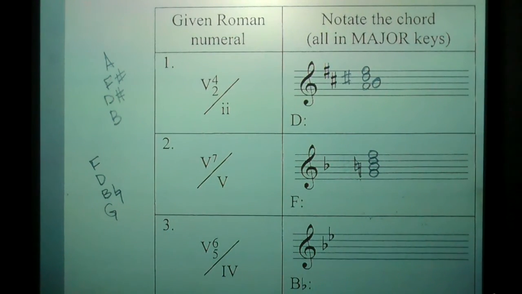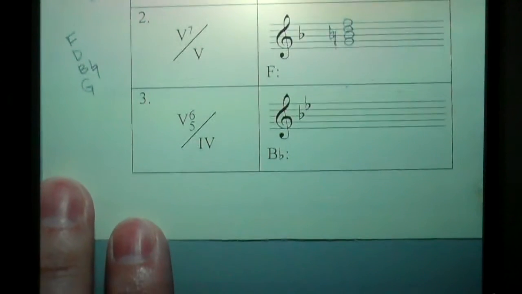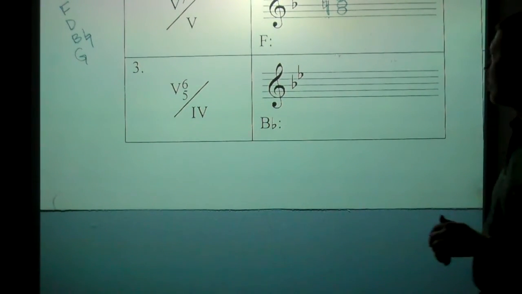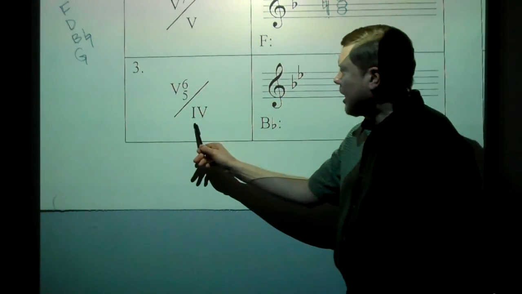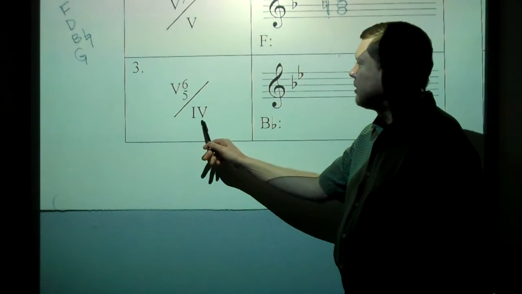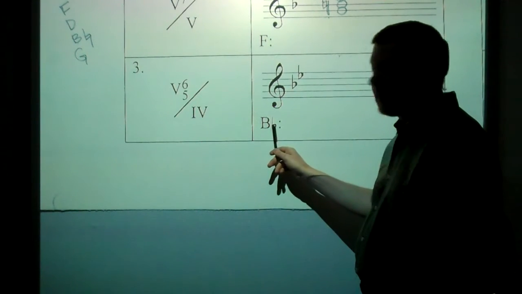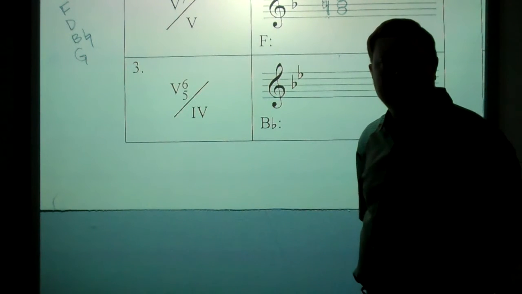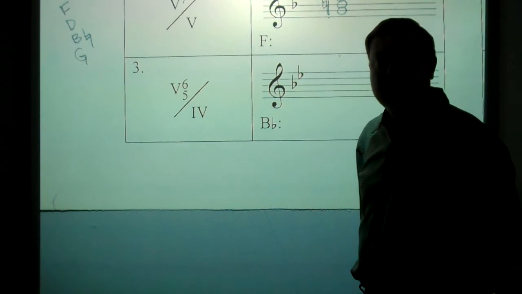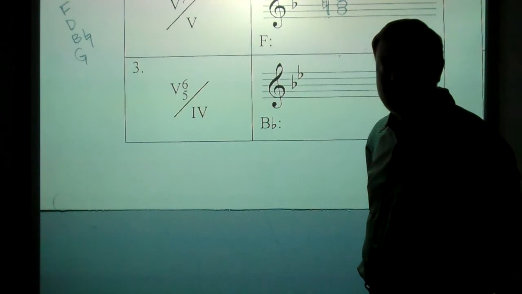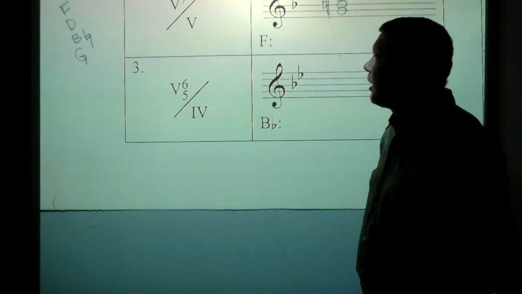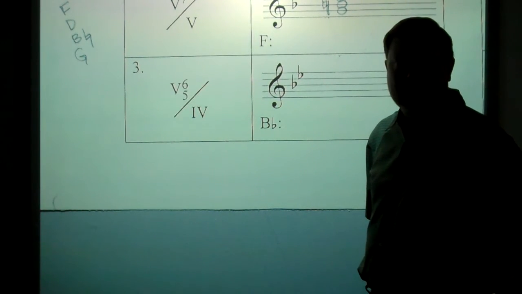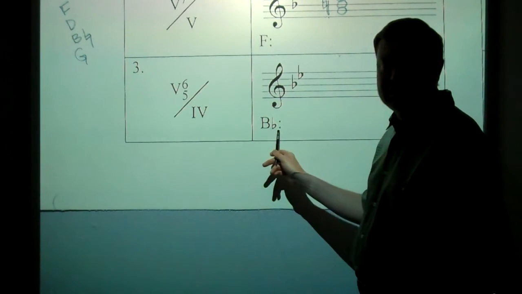And for the last one then, we're asked to spell a V6/5 of IV chord in B flat major. Once again, the root of the chord to the right of the slash. This IV chord is and belongs correctly in B flat major. What is the root of a IV chord in B flat major? Well, it's E flat. E flat, not E sharp, not E natural, not E double flat or E double sharp, but E flat is the correct root for this chord in this key.